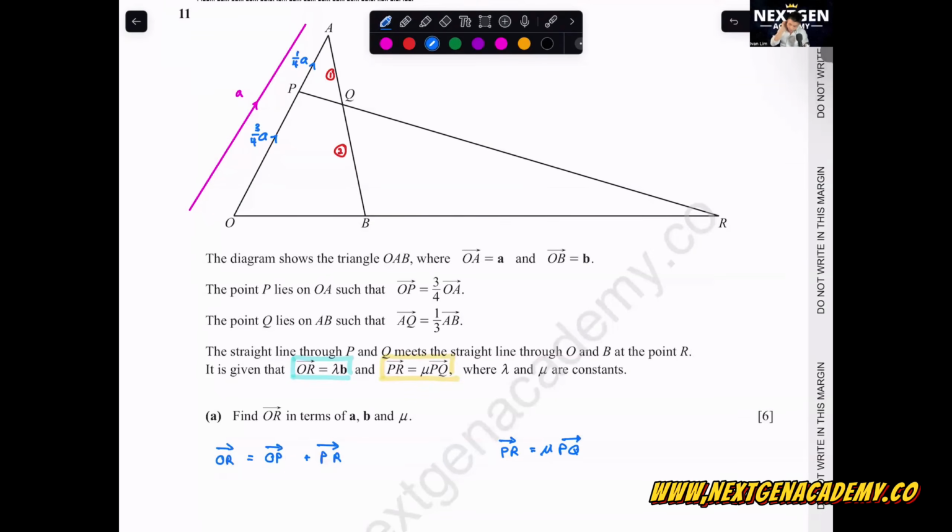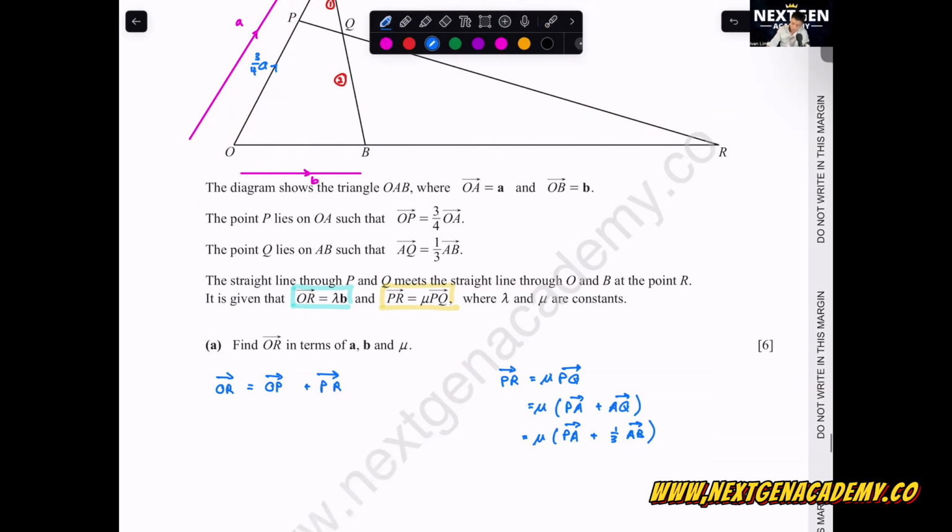What is PQ? Can we say PQ is PA plus AQ? We have PA, which is 1 over 4A. Can we find AQ? AQ will be 1 over 3 of AB. So do we have AB? AB will be negative A plus B, since this part here is B, which they gave in the question. So we substitute in.